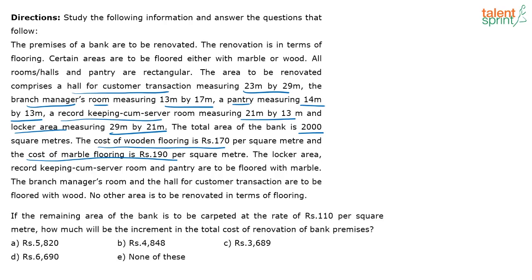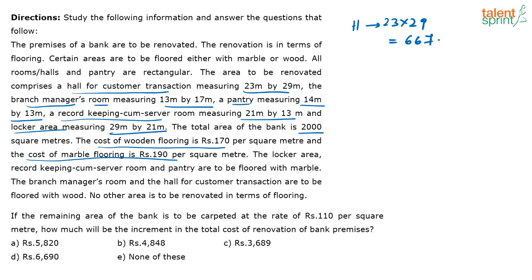But again, in this full set, there were 2 or 3 questions which were fairly easier to calculate. So let us try this one. Now what is given here? There is a hall. What is the measurement of the hall? It is nothing but 23 into 29, correct? So what is the area of the hall? That is nothing but 23 into 29. So what is that? That is 667.